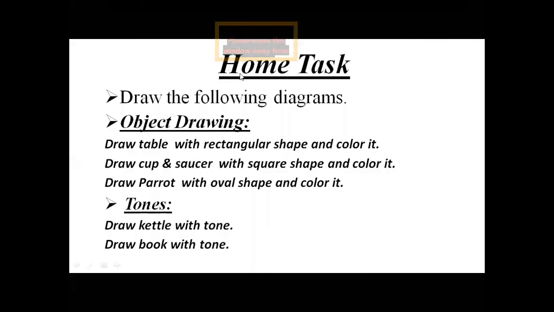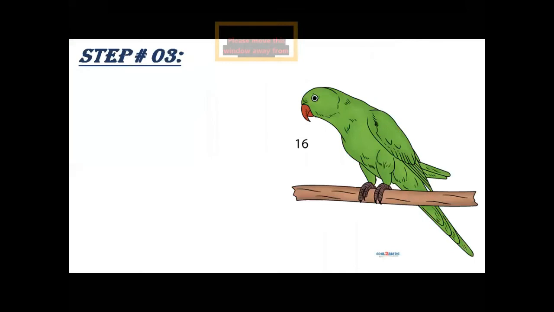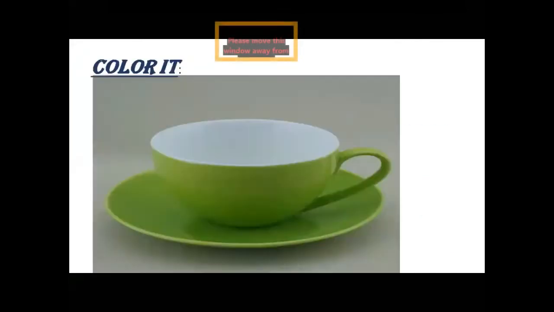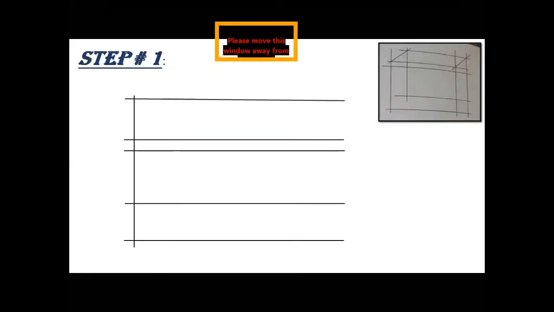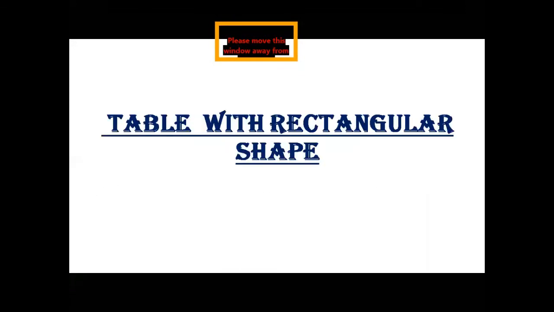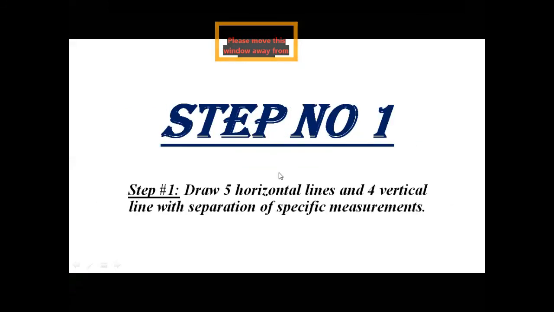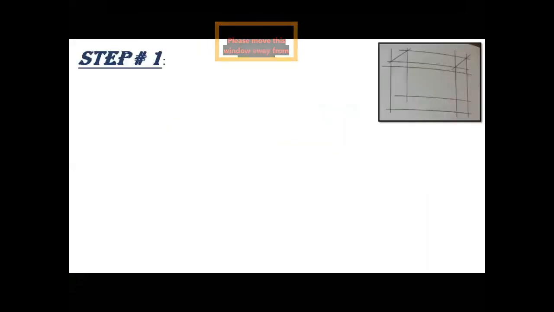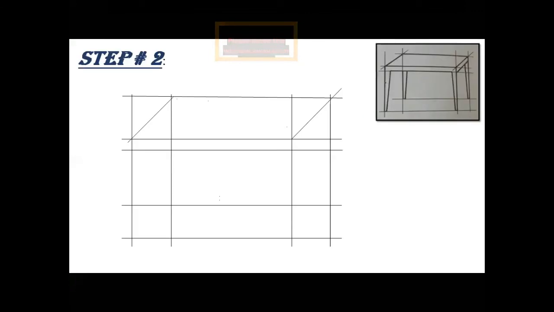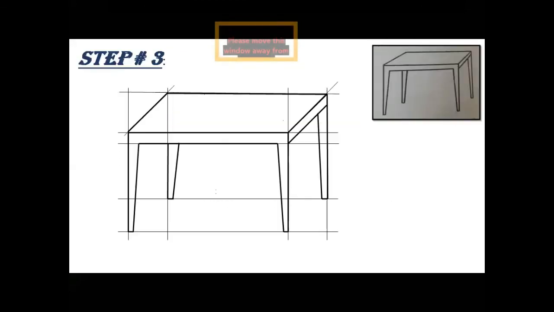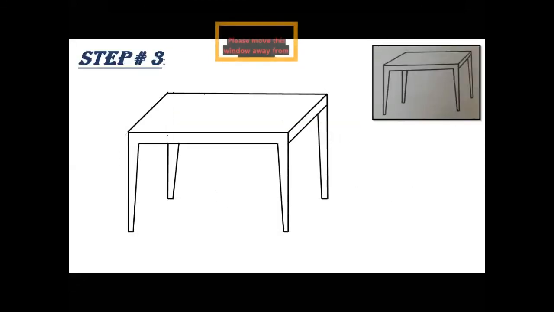Okay, students, now we will repeat some things. Today we will cover some object drawing. What are the object drawings? The first one is the table, a table with rectangular shape. In step number one, we will draw a graph. In step number two, highlight the specific lines. In step number three, we will erase the lines and color it.